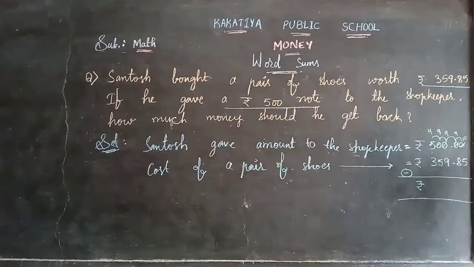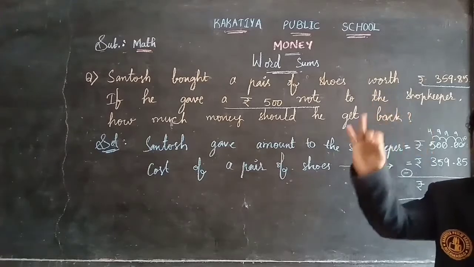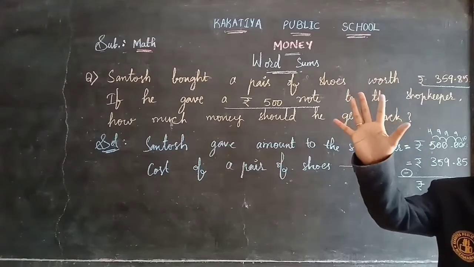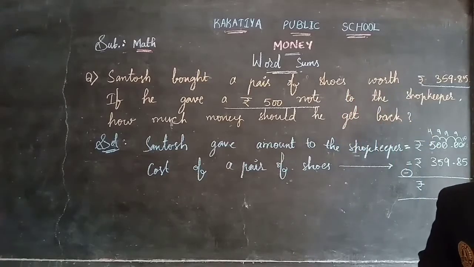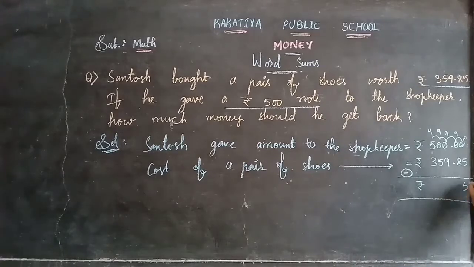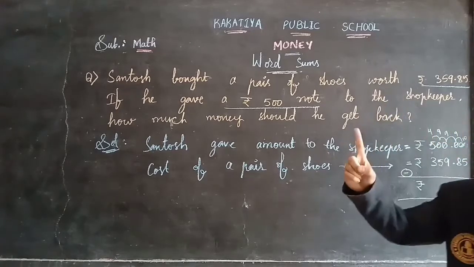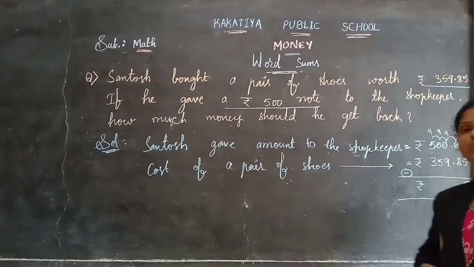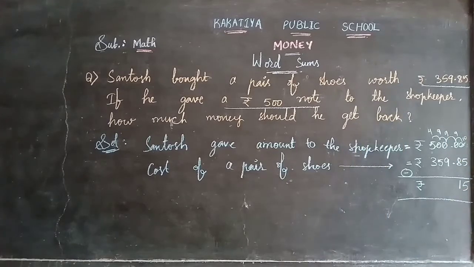10 minus 5 you can do, or else you can start counting from 5 to reach 10. 5 after that 6, 7, 8, 9, 10. So 5 numbers I require to reach 10. So here I am writing 5. Now 9 minus 8, or else you can start counting from 8 to reach 9. 8 after that 9, only one number I require to reach 9. So here I am writing 1.